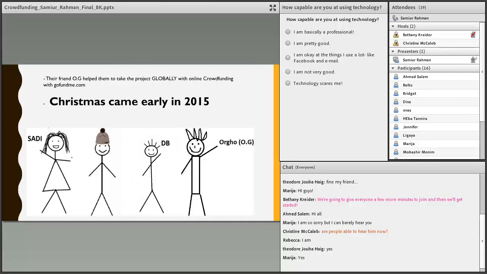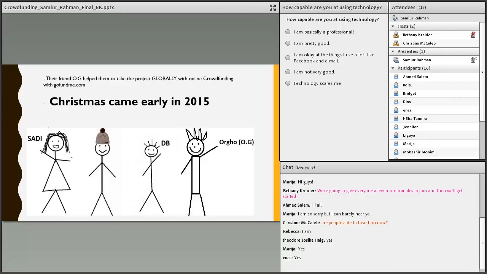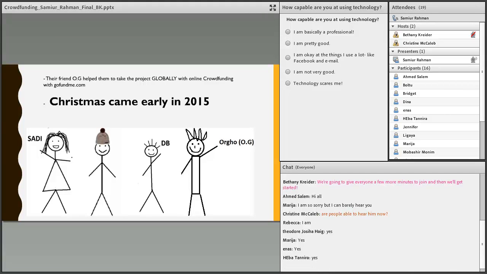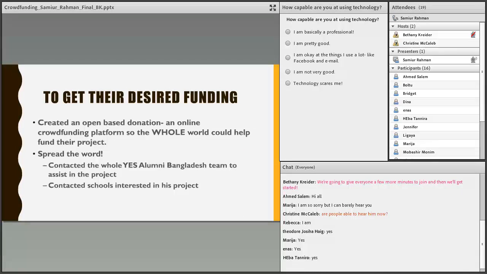They included another friend called Orgo, or they like to call him OG, and their friend introduced them to how crowdfunding worked, especially on a website called GoFundMe.com. This is a website that is like heaven for crowdfunding. So Christmas came early in 2015 for them. Let's see what happens next.